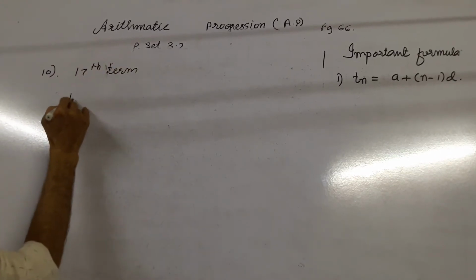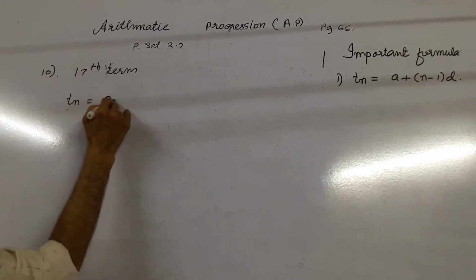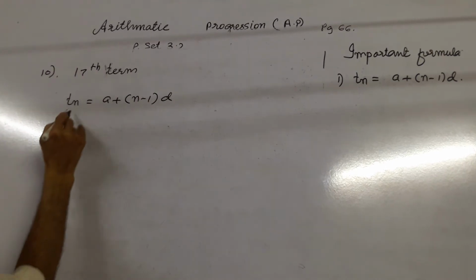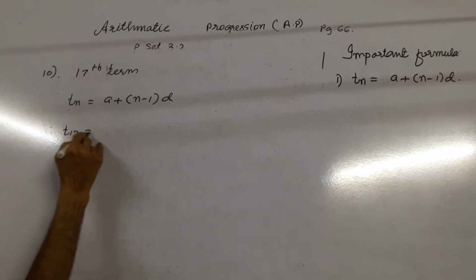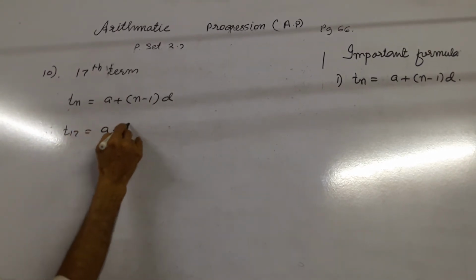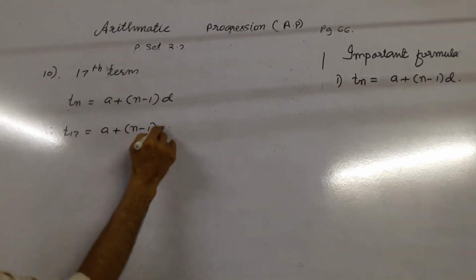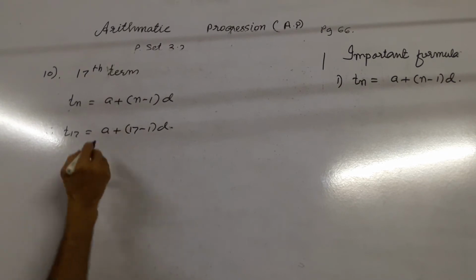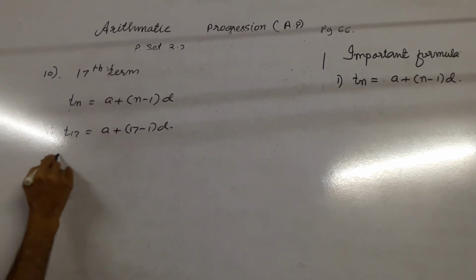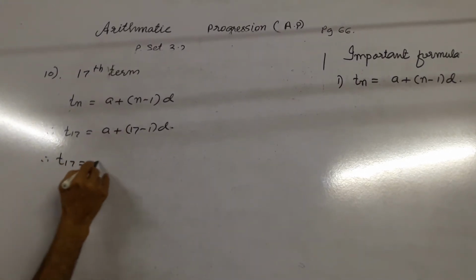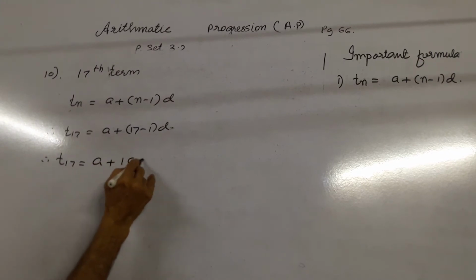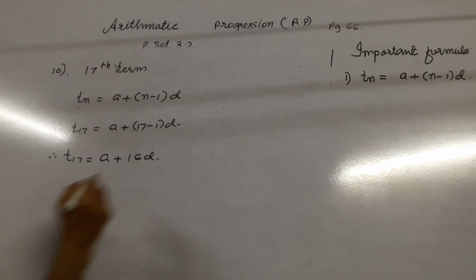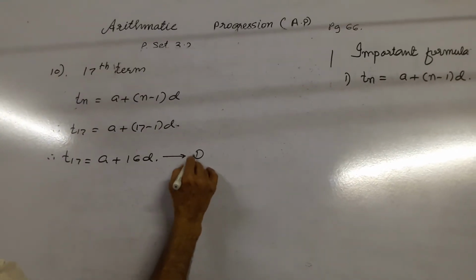We have the formula Tn equal to a plus (n minus 1) d. Therefore the 17th term, T17, is equal to a plus (n minus 1) d. So in place of n, write 17. And therefore T17 is equal to a plus 16d. So T17 is a plus 16d. Take this as the first equation.